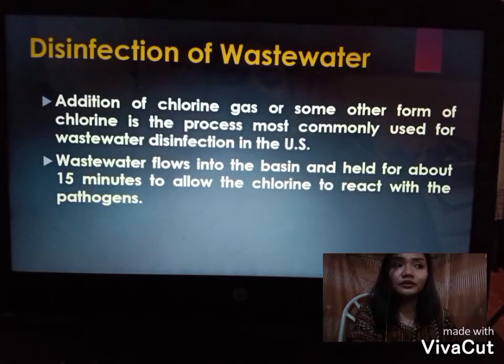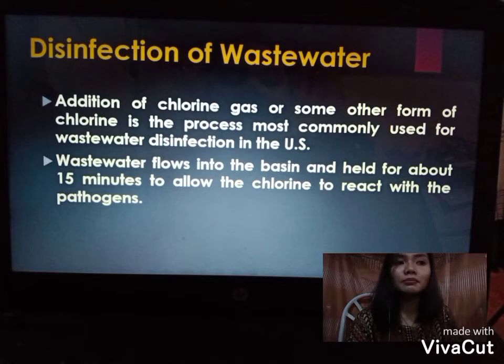Disinfection of wastewater. It is very important to disinfect our water, especially the wastewater, because of the different pathogens and viruses that are present in the wastewater. Addition of chlorine gas or some other form of chlorine is the process most commonly used for wastewater disinfection in the United States.